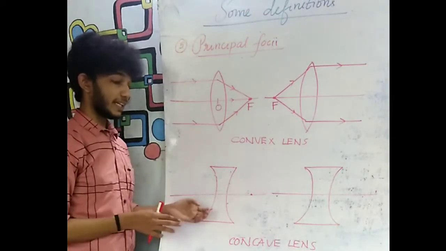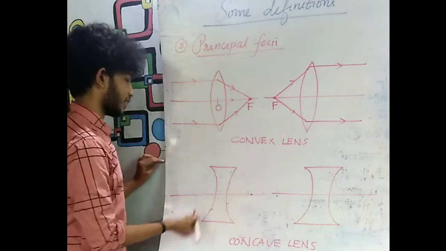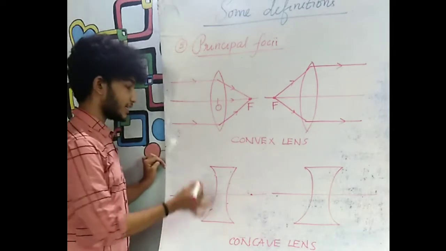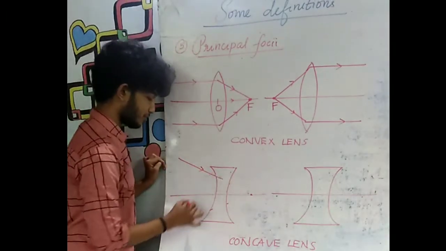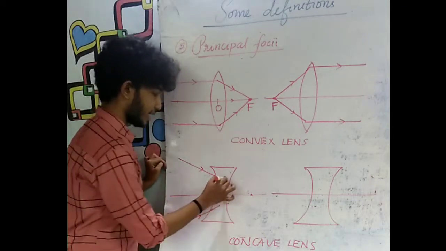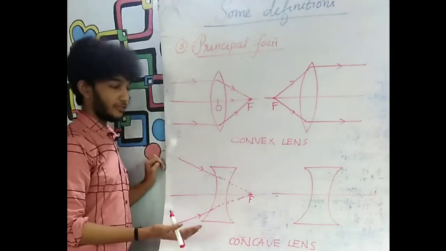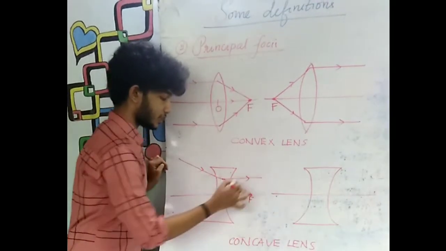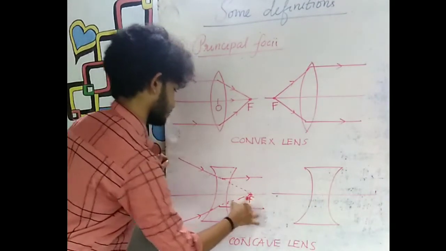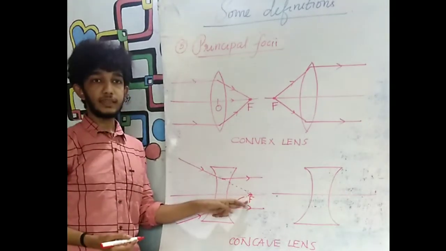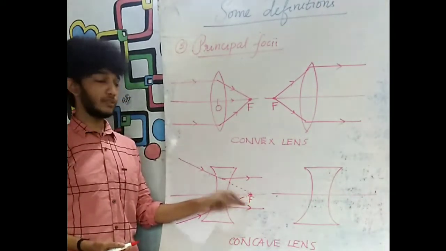So principal foci in case of a concave lens, how can we define? When a beam of light is such that it is incident at a point on the concave lens and after refraction passes parallel to the principal axis, that point is known as the principal focus. So the first principal focus.